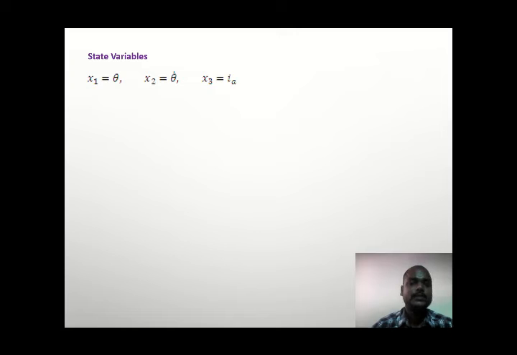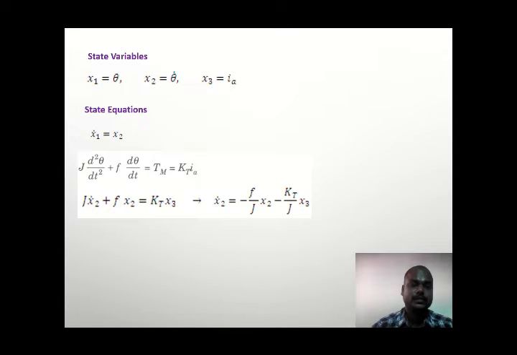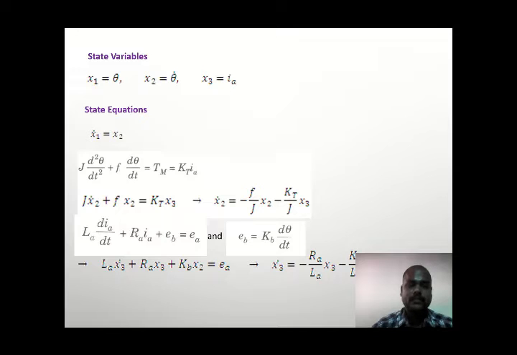So for state variables, we have selected x1 as theta, x2 as theta dot, and x3 as the armature current. Then we can see from this mechanical equation, we can have this relation: x2 dot equals minus f by J x2, which is a negative quantity, minus Kt by J x3. And from this electrical equation, we can obtain x3 dot. This is for the I dot. So dIa by dt is represented as x3 dot, and then this part in the right hand side.